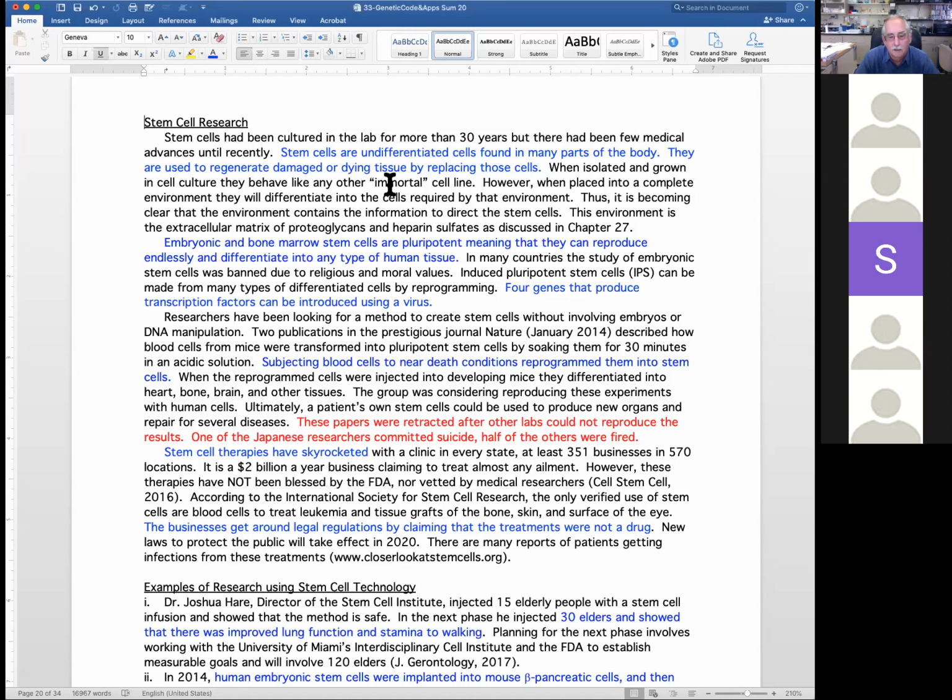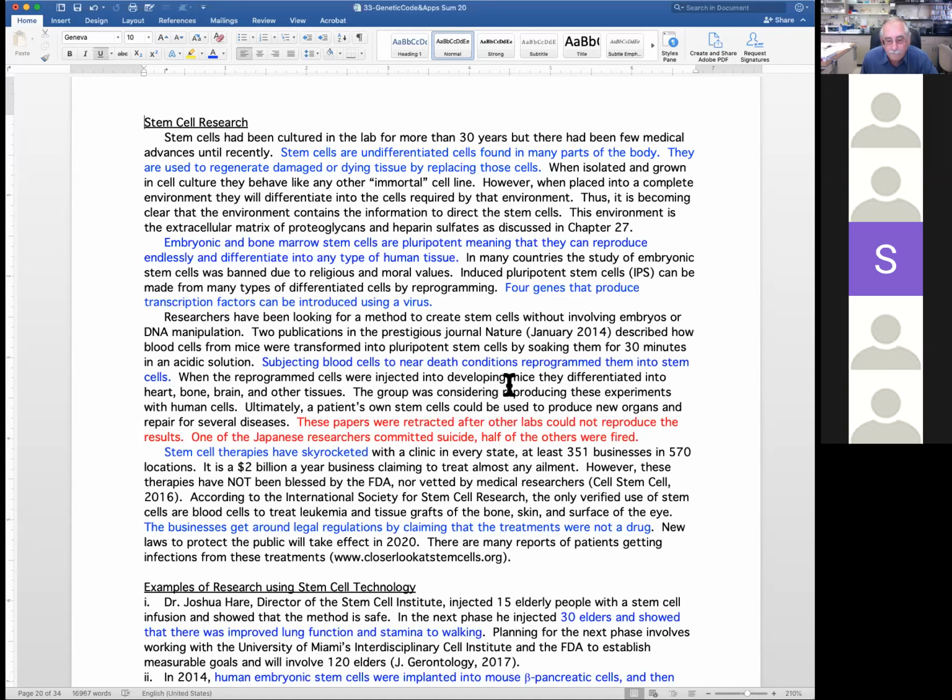So anyway, it's been a very important topic. How do we do stem cell research without using embryonic stem cells? Here's one thing that was tried, and this was really interesting because this was done in a very prestigious journal. They claimed to subject blood cells to near-death conditions and reprogram them into stem cells. But then the paper had to be retracted.